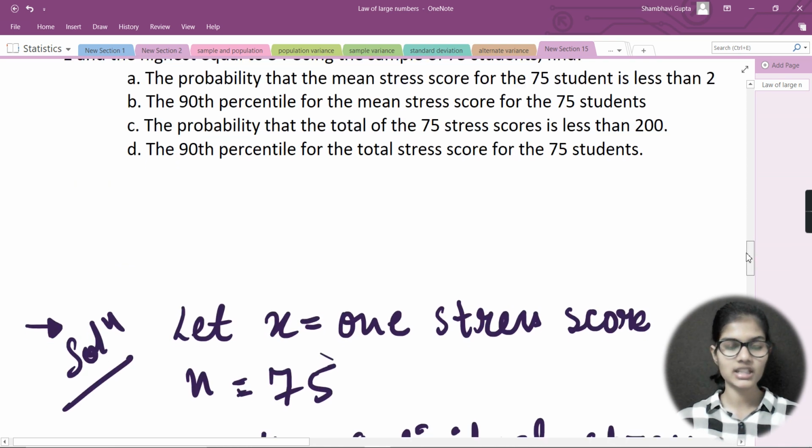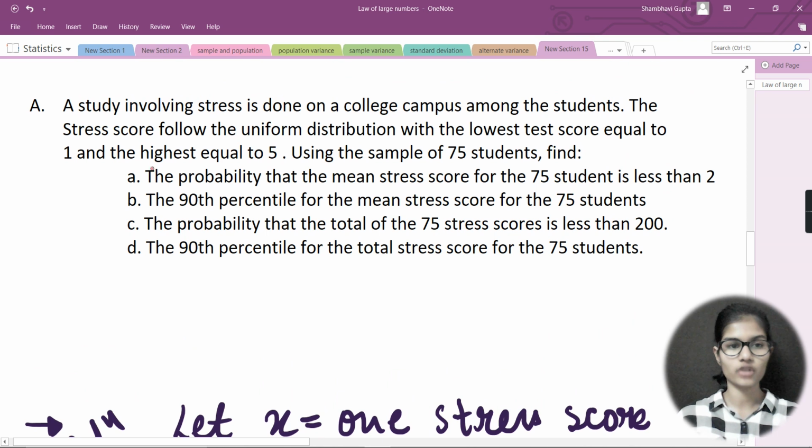Let me quickly revise what the question was asking from us. A study involving stress is done on a college campus among the students. The stress scores follow a uniform distribution with the lowest score equal to 1 and the highest equal to 5. Using a sample of 75 students, find the probability that the mean stress score for the 75 students is less than 2. We have completed part number 1. Now part number 2 says: the 90th percentile for the mean stress score for the 75 students. So we need to compute the 90th percentile for the mean stress score of the 75 students.